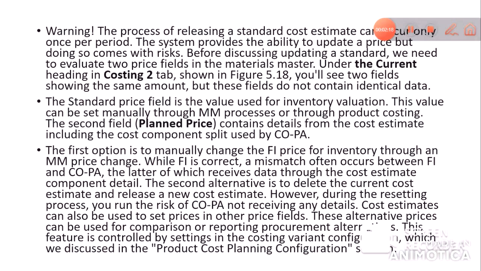Here we have a warning: the process of releasing a standard cost estimate can occur only once per period. The system provides the ability to update a price, but doing so comes with risk. Before discussing updating a standard, we need to evaluate two price fields in the material master. Under the current heading in the costing 2 tab shown in figure 5.18, you will see two fields showing the same amount, but these fields do not contain identical data.